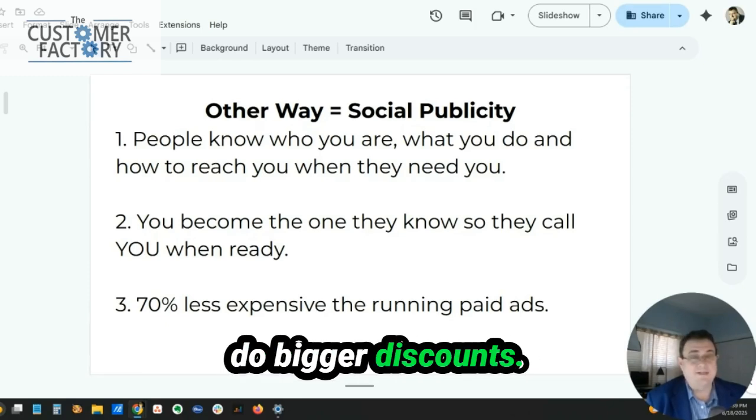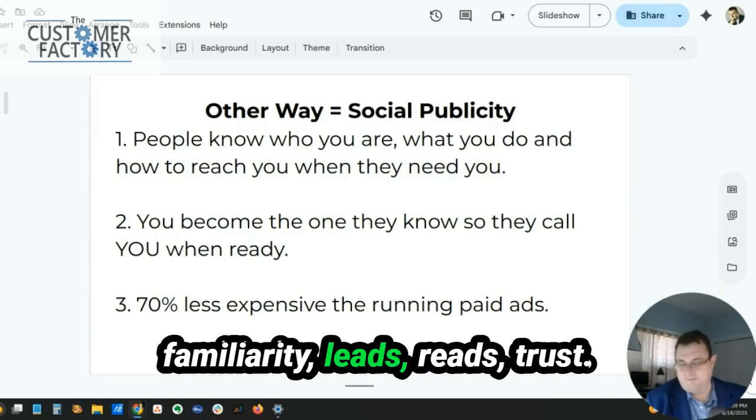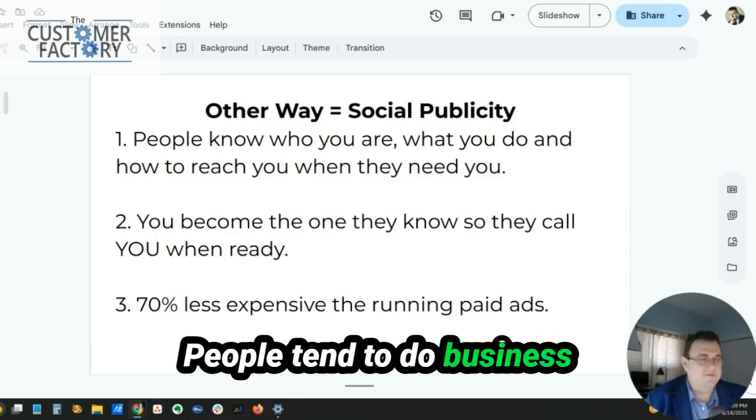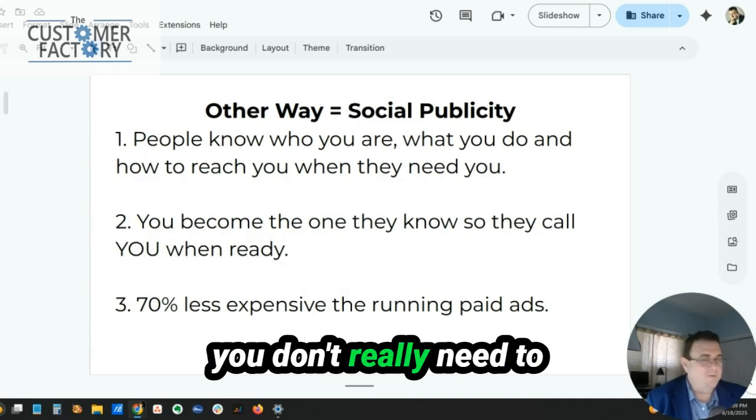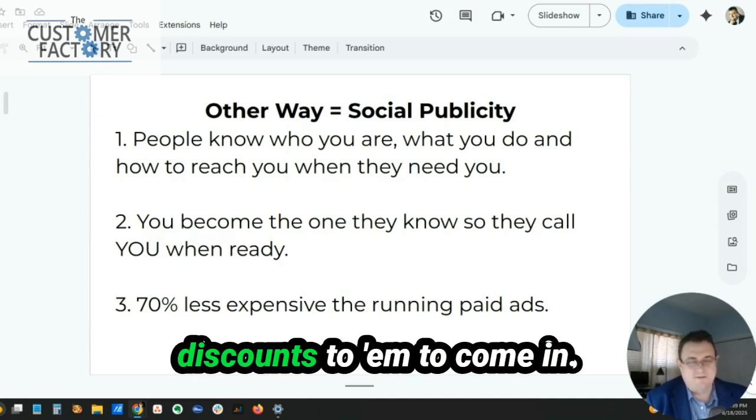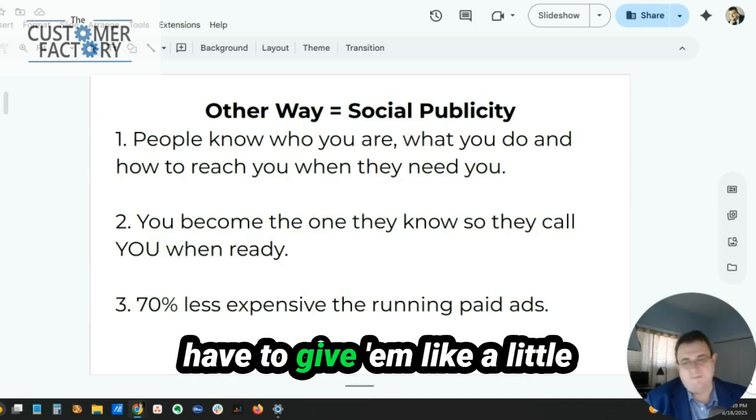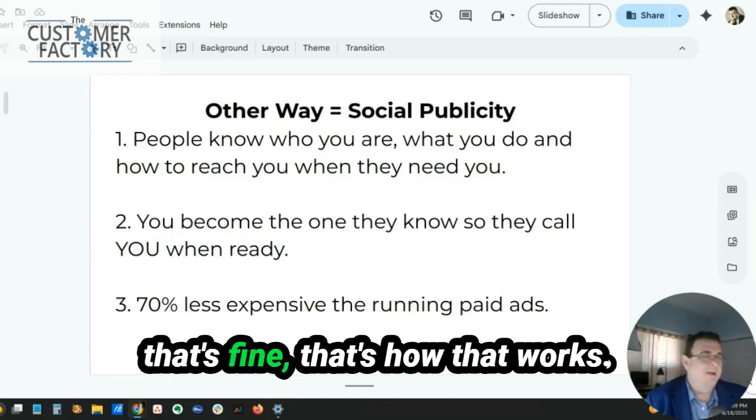And you don't have to do bigger discounts to these guys. Remember, familiarity breeds trust. People tend to do business with people they trust. And you don't really need to give them huge major discounts to get them to come in if they trust you. Maybe you have to give them a little special, have them come in now. It's fine. That's how that works.